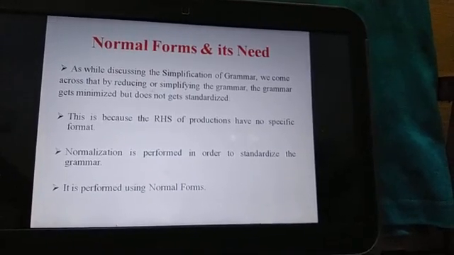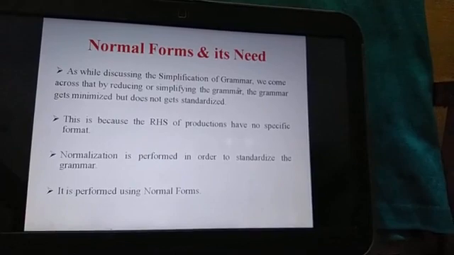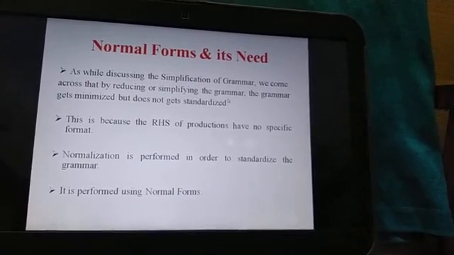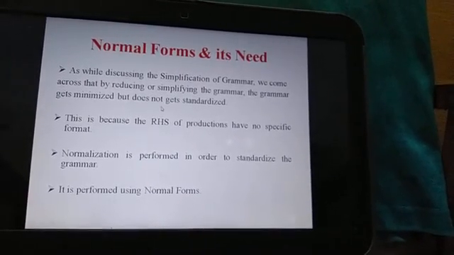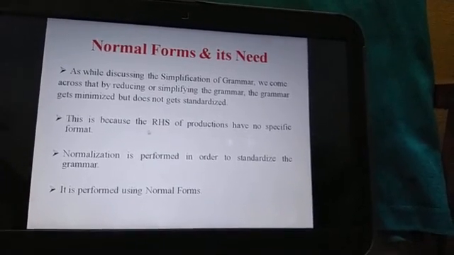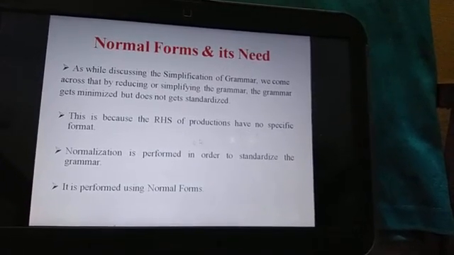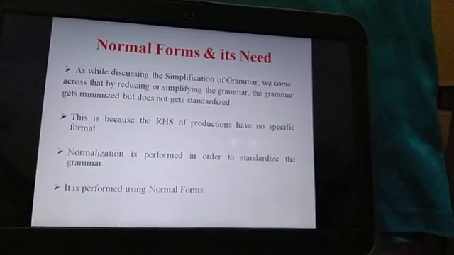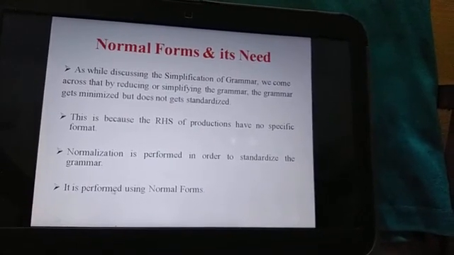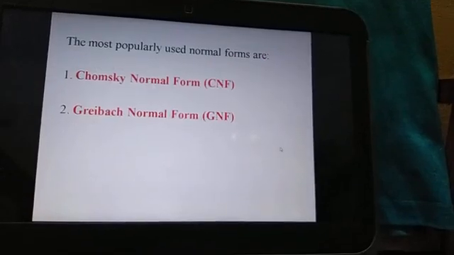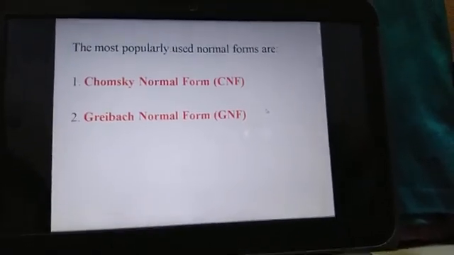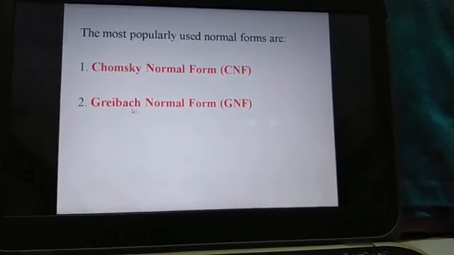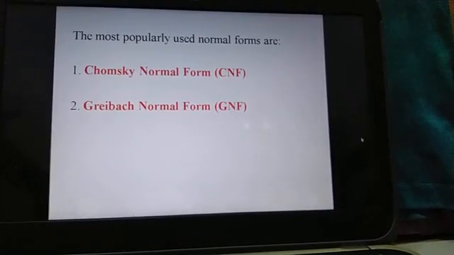While discussing the simplification of grammar, which we already discussed in previous video lectures, we come across that by reducing or simplifying the grammar, it gets minimized but does not get standardized. This is because the right hand side of the production has no specific format. Normalization is performed in order to standardize the grammar. It is performed using normal forms. So the most popularly used normal forms are Chomsky normal form and Greibach normal form. In this video lecture we are going to discuss Greibach normal form, which is abbreviated as GNF.